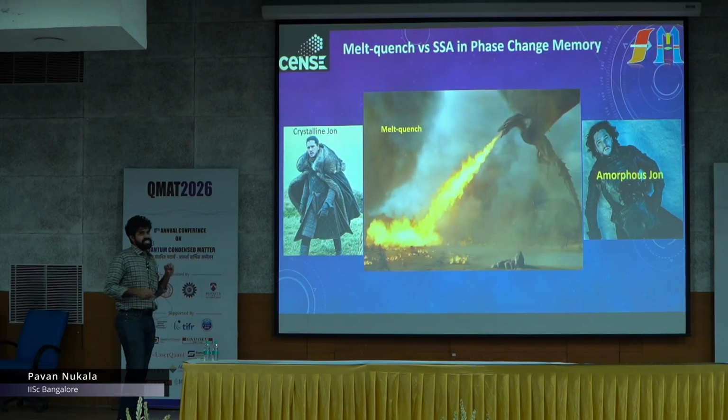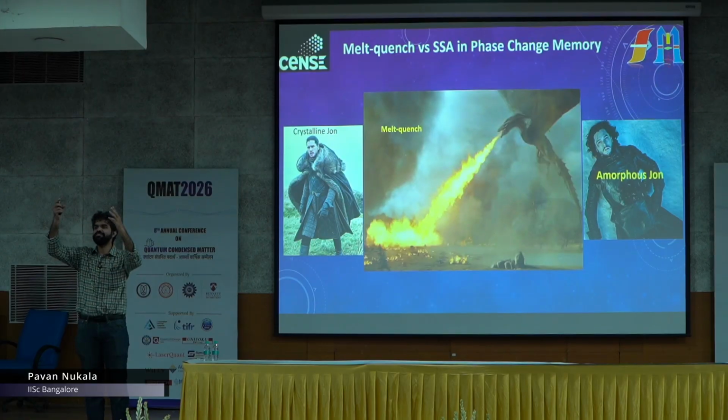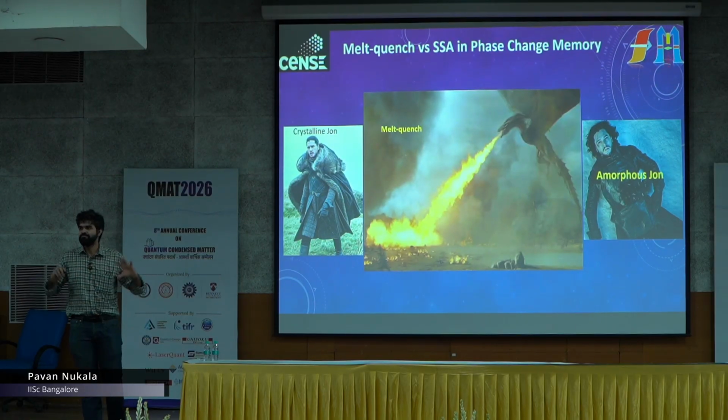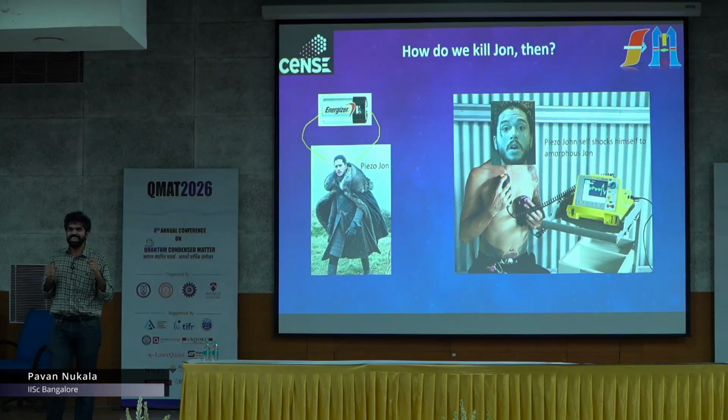Typically in a phase change memory, any amorphization event happens via melting and quenching. So I have to create a liquid phase and then I have to quench it. The amount of energy you use here can be visualized to be something like this. But rather, I want to kill Jon Snow in a very nice, low energy fashion, right? So if I take a piezoelectric Jon Snow, who is also 2D in nature, right?